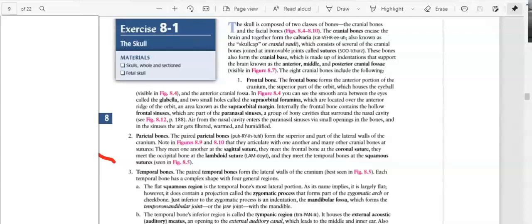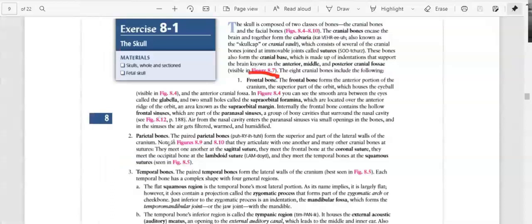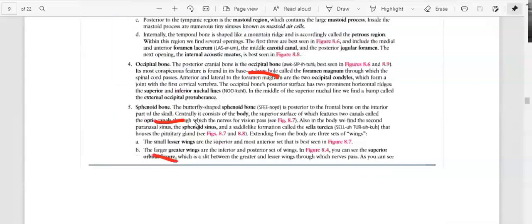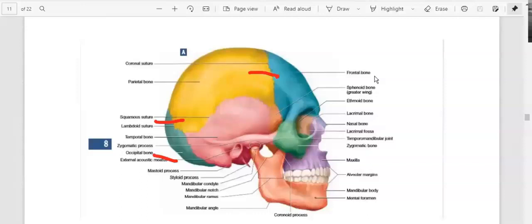Axial skeleton. We're going to start with the skull. In our skull, we're going to have multiple different bones. They're going to be frontal bone, parietal bone, temporal bone. Right, so let's take a look at that. If we scroll down right here, what bones are going to make up our skull?